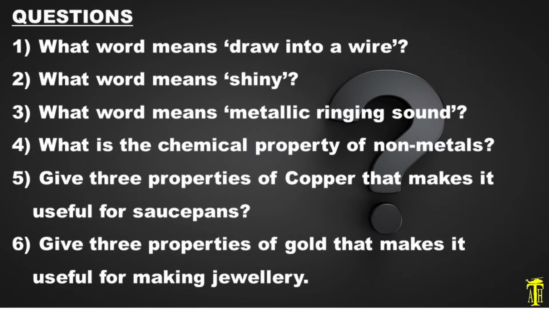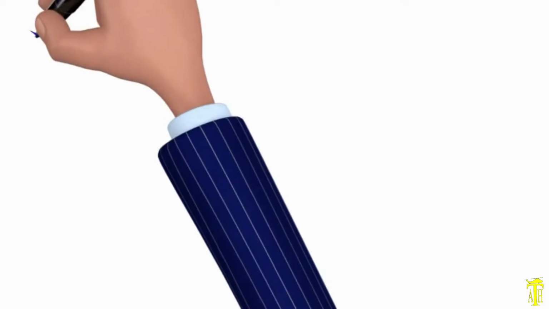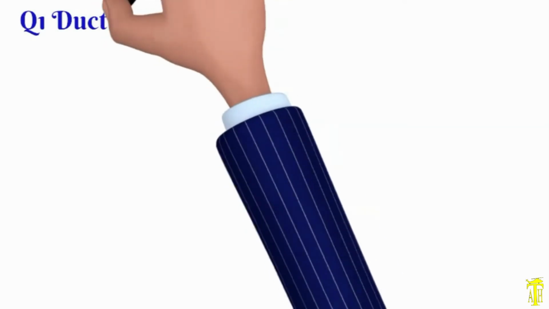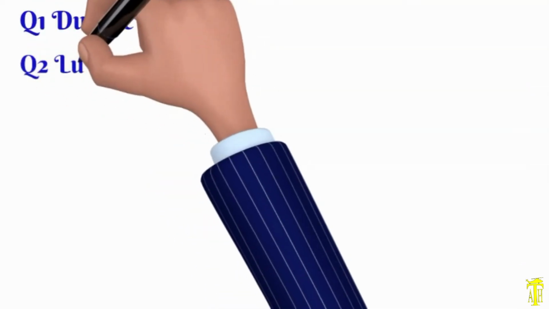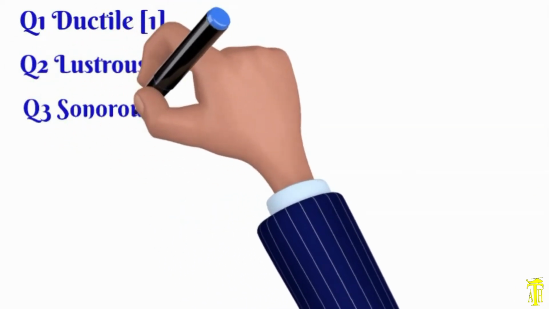So let's mark these questions and see how you got on. So question 1, what word means draw into a wire? So that's ductile for 1 mark. Question 2. What word means shiny? When we talk about shiny with metals, the word we use is lustrous for another mark. Question 3. What word means metallic ringing sound? Well, for a mark, it's sonorous.